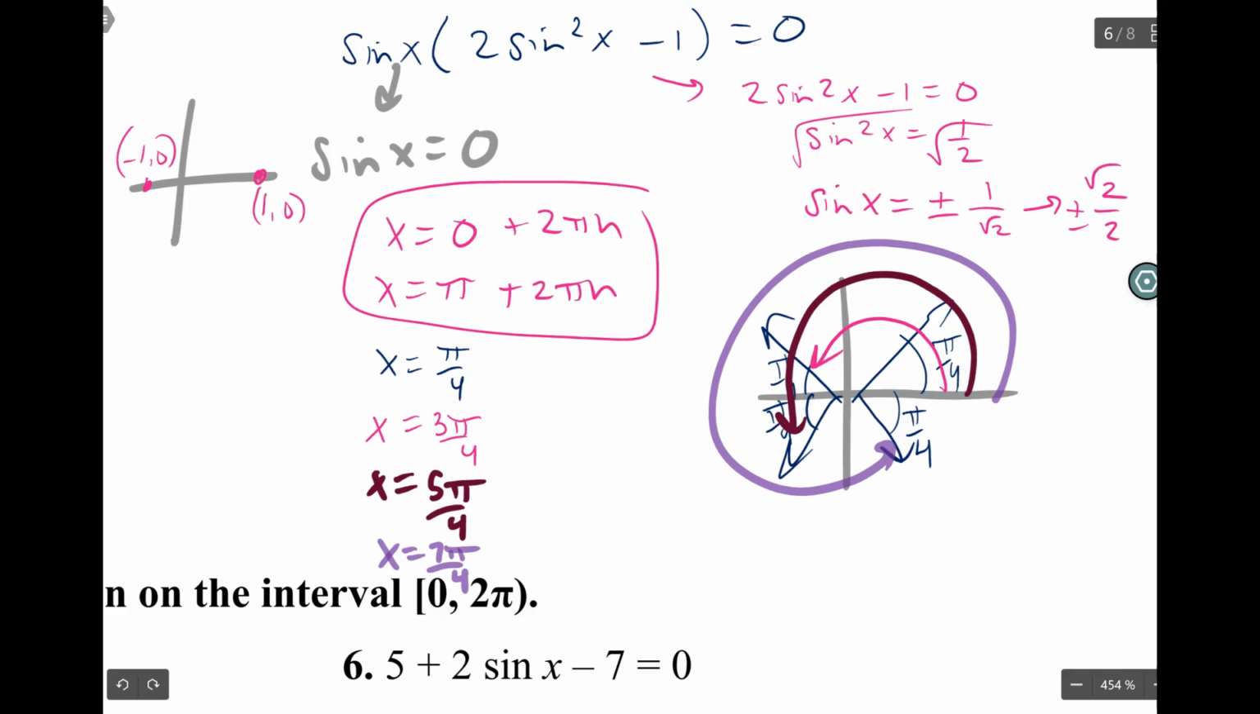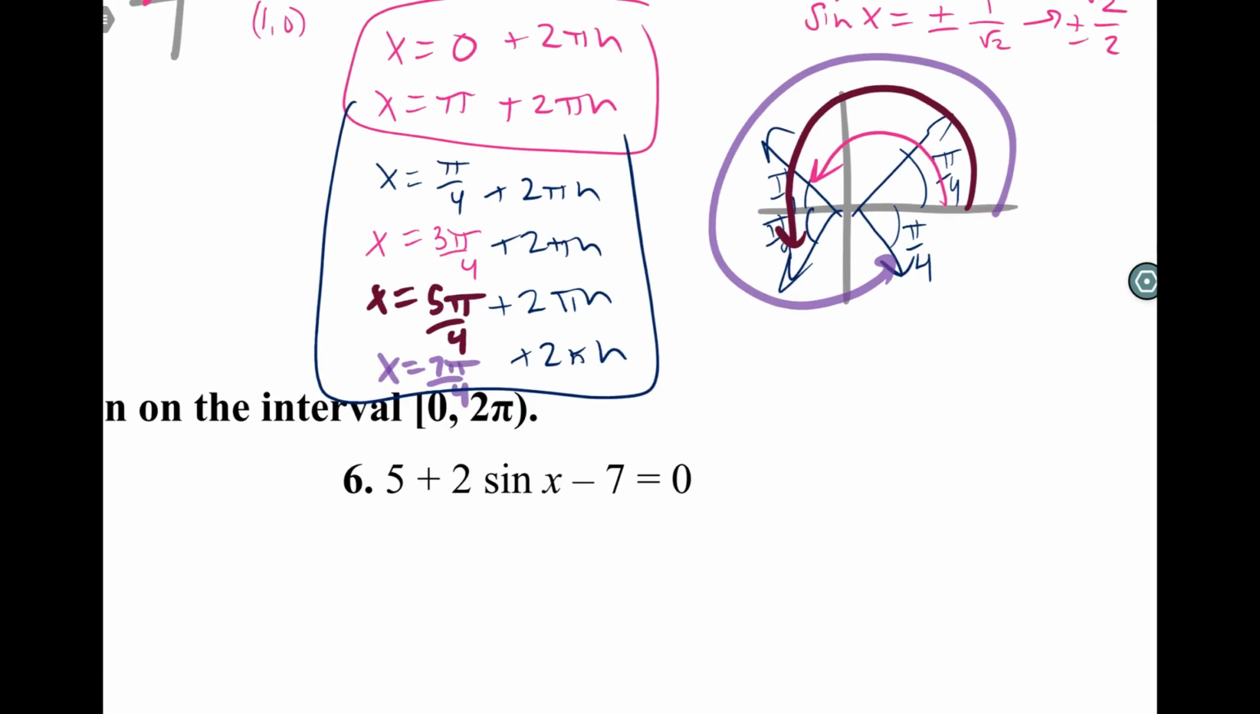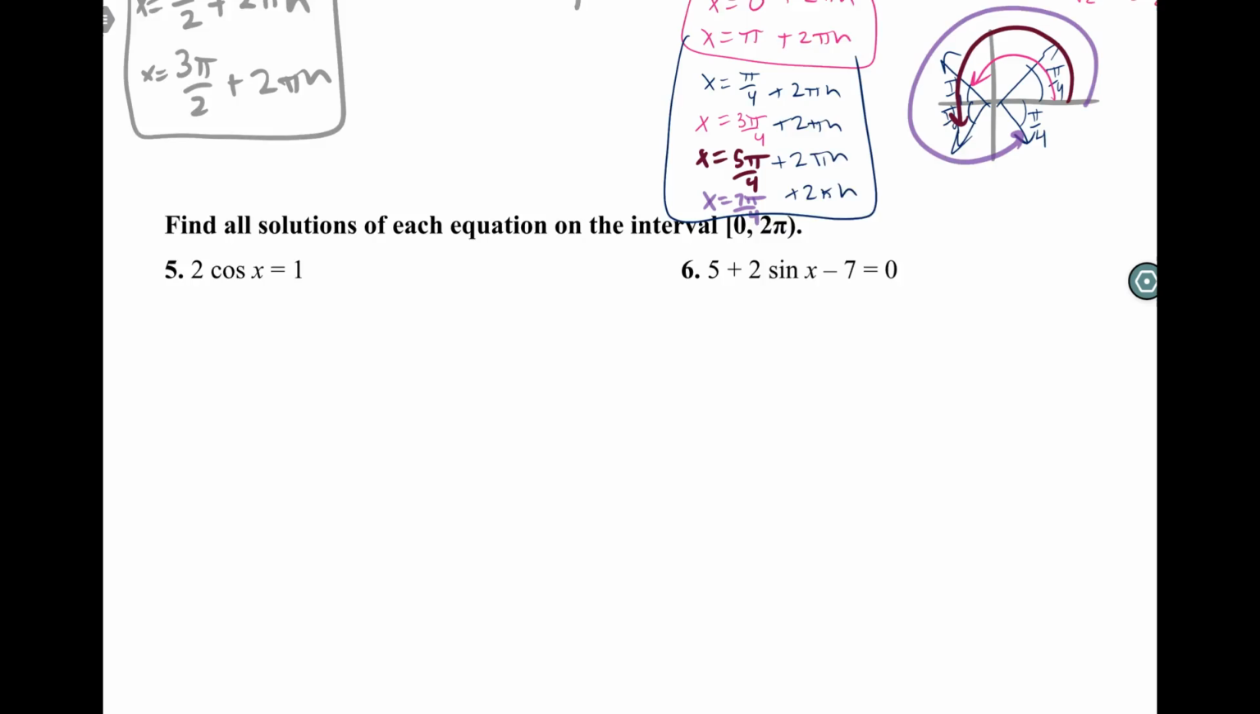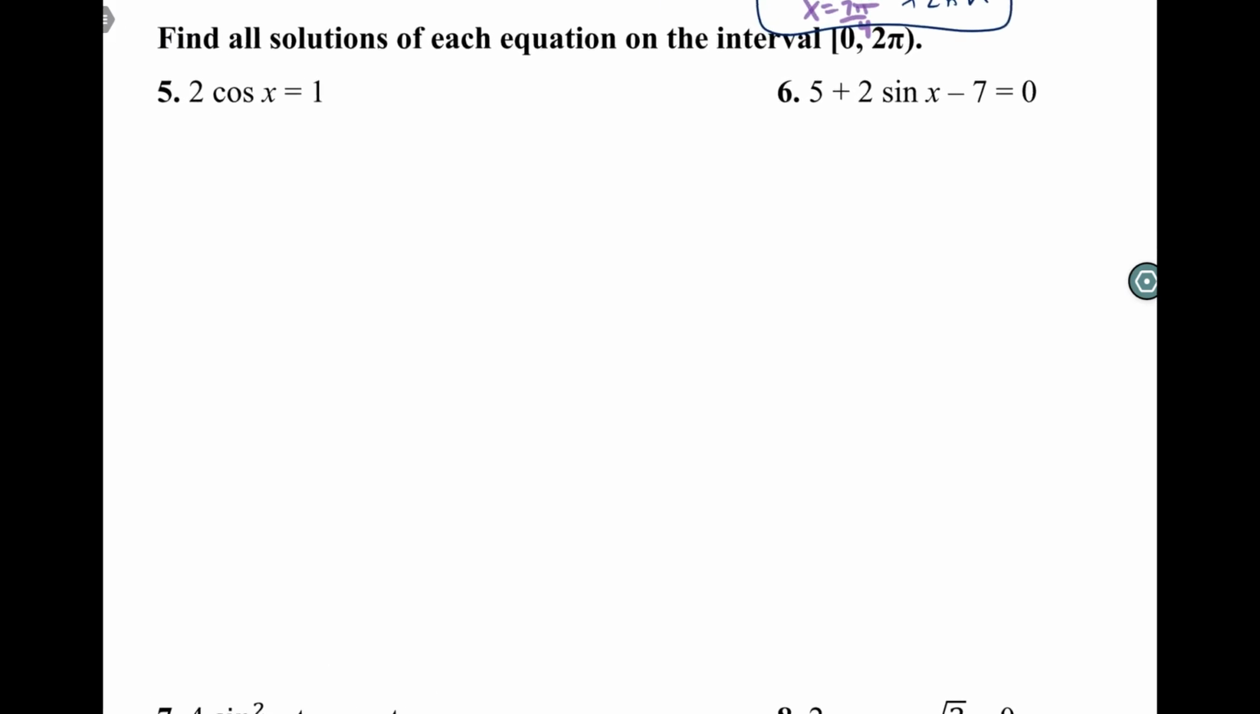And of course, we have to go back to every single one of these and say plus 2 pi n. Oh my gosh, so we have 6 solutions. Yikes. That's cool. Alright, so we're half done with this one. This is a much shorter lesson. Now let's find all solutions of each equation on the interval between 0 and 2 pi, so we'll find the solutions. We don't have to add that funky little plus 2 pi n.